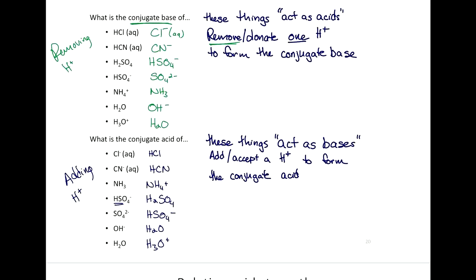We're just removing or adding protons depending on whether we want the conjugate acid or base. So we just have to be careful with our language. Is our thing acting as an acid or base? And we're always falling back to Bronsted-Lowry acid-base theory, where protons are accepted for bases or donated for acids. All right, so that kind of question's fairly easy.